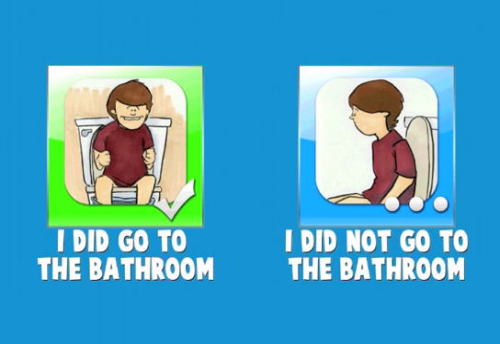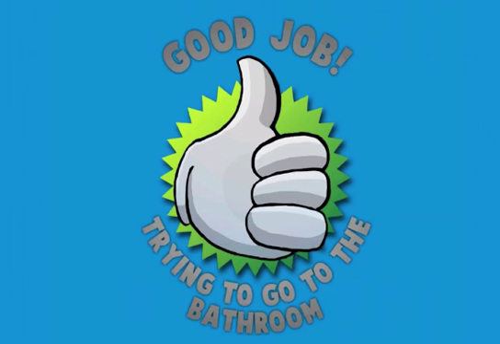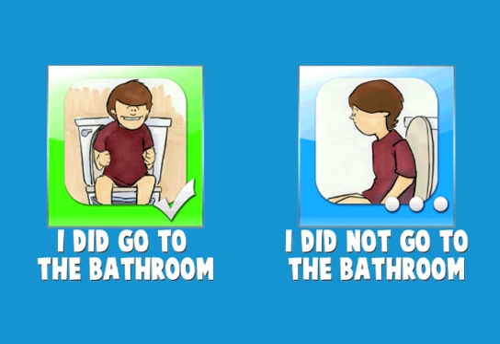When the waiting video ends, a screen appears asking if they did or did not go to the bathroom. They click on I did not go to the bathroom if they didn't go. They then click again to verify their response. Tap if you did not go to the bathroom. A screen appears letting them know they did a good job trying to use the bathroom. If they did go to the bathroom, they click on I did go to the bathroom.